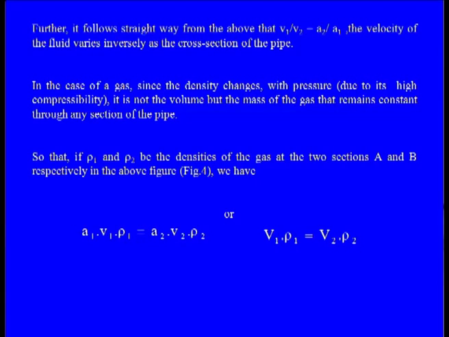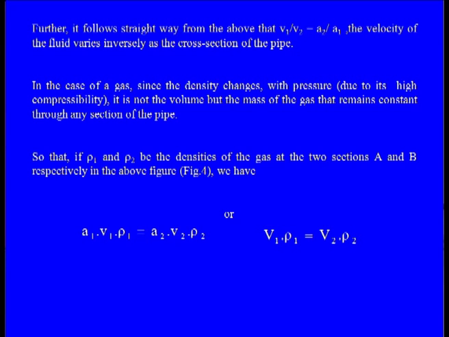In that case, the main equation must be A1 V1 rho 1 equal to A2 V2 rho 2, and we know A1 V1 rho 1 is nothing but the mass at section A, and A2 V2 rho 2 is the mass of the fluid at section B. So, instead of A1 V1, the total equation should hold. That means mass should remain constant at both ends.